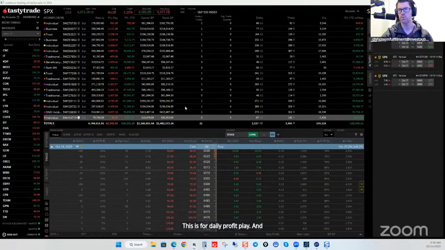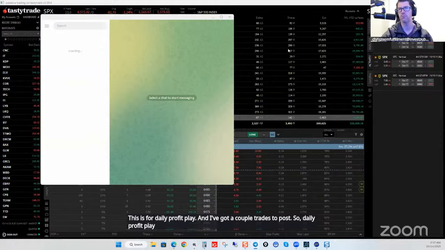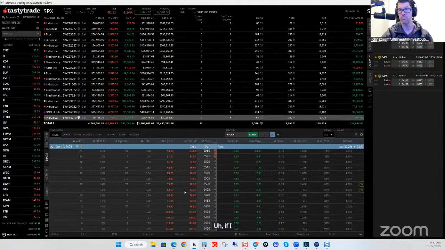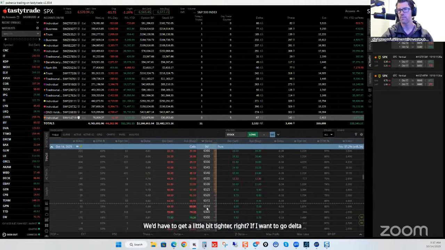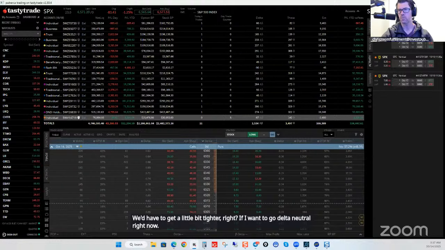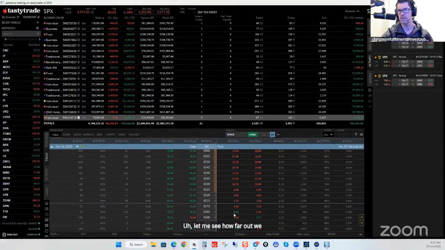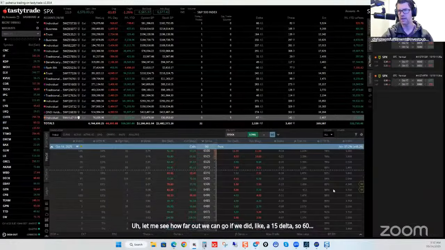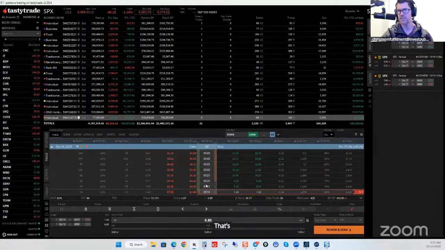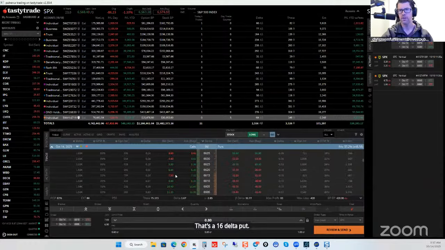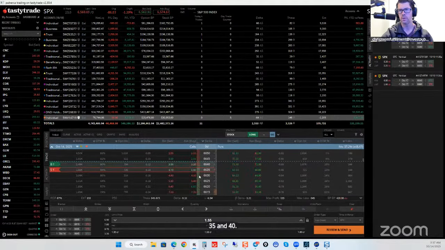And I've got a couple trades to post. So daily profit play, it's pretty far out of the money. If I wanted to do more of the expected move, we'd have to get a little bit tighter, right? If I want to go delta neutral right now, let me see how far out we can go if we did like a 15 delta. 65. So if I did a 10 and 5, that's a 16 delta put. And then the calls, 35 and 40. This one's not awful.